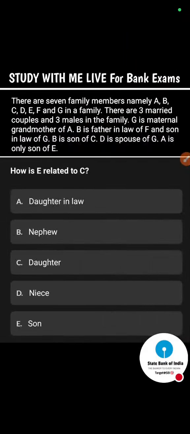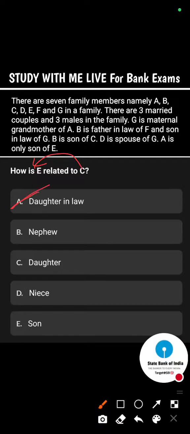How is E related to C? We already have the diagram of this question. With respect to C, what is E? E is a daughter-in-law. Option A is our answer.